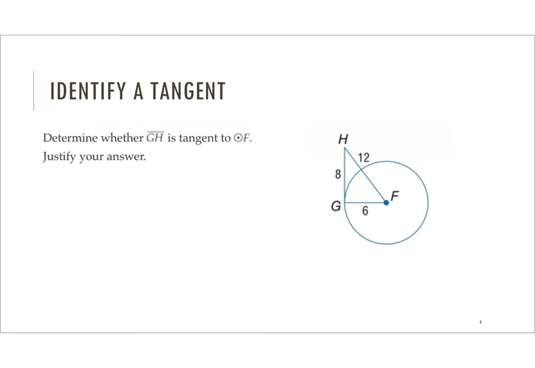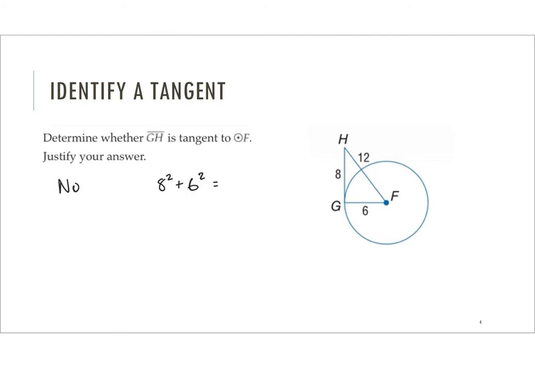So the video is going to pause, and you're going to decide whether or not GH is tangent to circle F. Go. Now, if you said no, you would be correct. GH is not a tangent line because these are not perpendicular. And the way you would set up your problem is you've got 8 squared plus 6 squared.